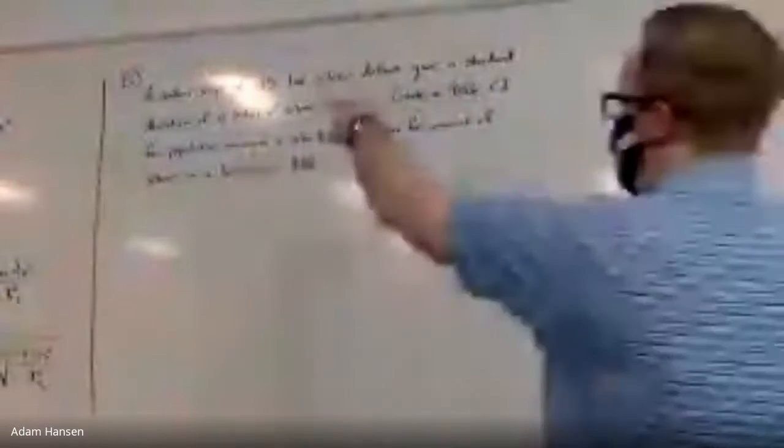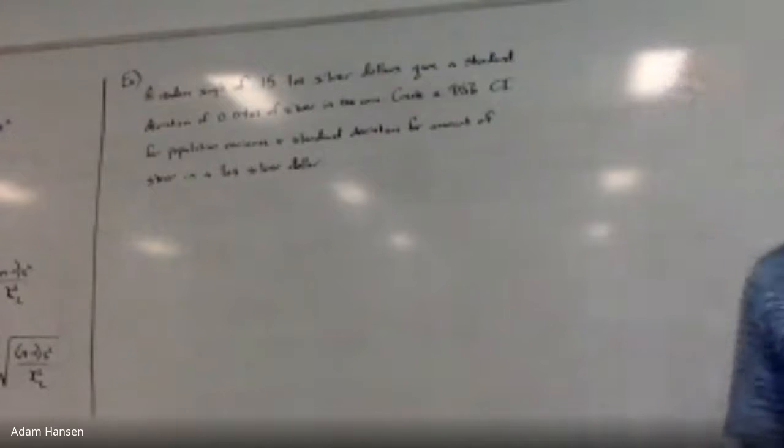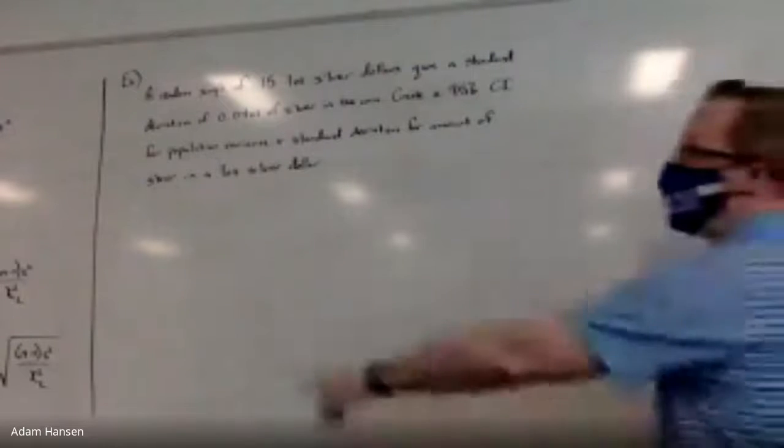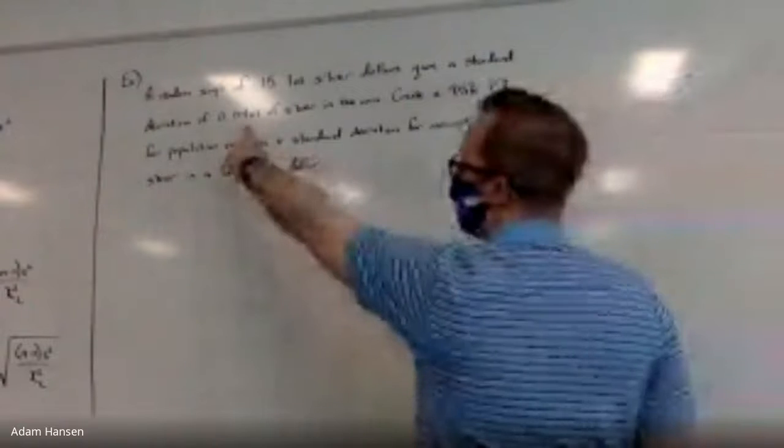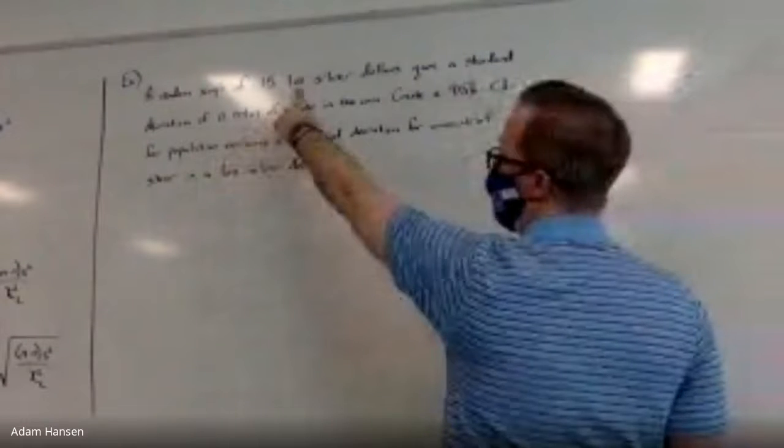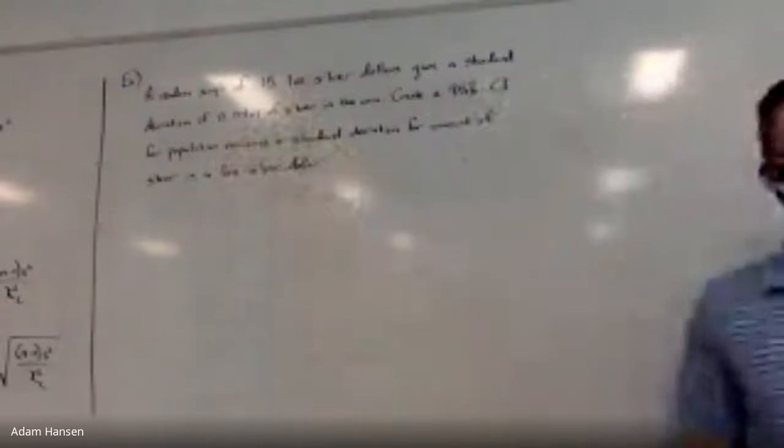All right, so let's try one. Here's a scenario. A random sample of 15 1-ounce silver dollars gives a standard deviation of 0.04 ounces of silver in the coin. Do you think that variance is kind of a big number? When they're minting these coins, they're off by an average of 0.04 ounces from the 1 ounce of silver that's supposed to be in the coin.